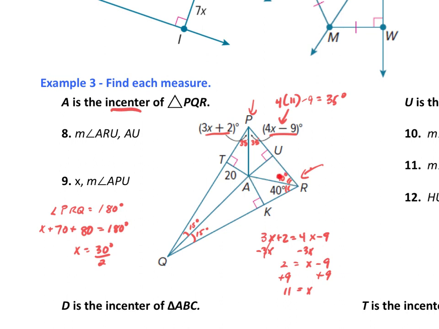ARU, we said, is 40 degrees. AU, goodness, we haven't done that one yet. But I know that one of the characteristics of the incenter is that it is equidistant from the sides of the triangle, so all of these are 20. So AT, AK, AU are all 20. So there you go, there's 20.